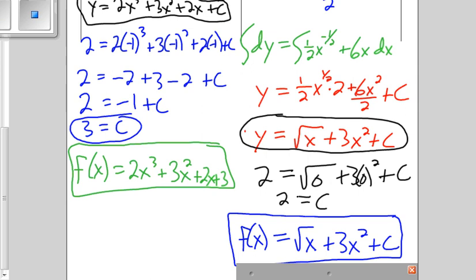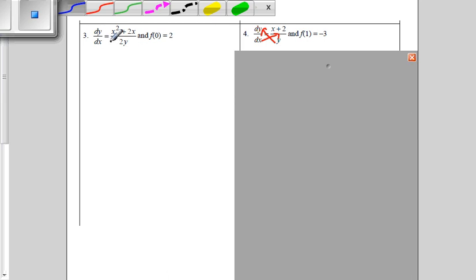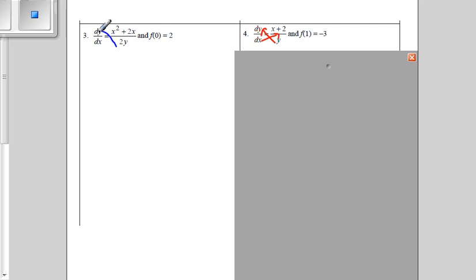Okay, I'll do number 3 for you, and I'll give you 4 to practice. This is the first one where I have a y on both sides, and x's on both sides. It's kind of like a proportion, so means extremes, cross product property. I multiply both sides by 2y, and I get 2y dy. Multiply both sides by dx. I get x squared plus 2x dx.